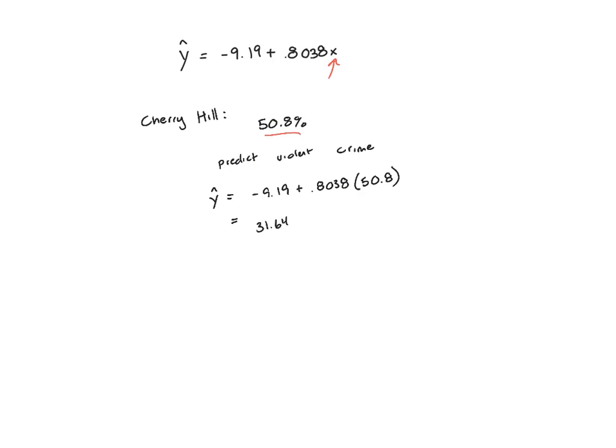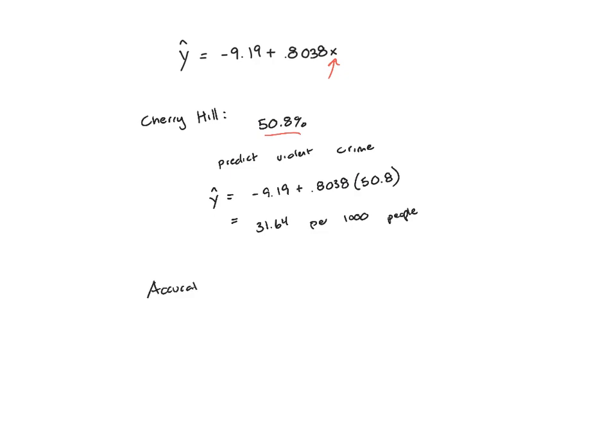We're just going to keep two decimal places for this example. And it's important to realize this is per 1,000 people, because that's how I set up my regression line. So we're predicting that Cherry Hill actually had a violent crime rate of about 31.64 violent crimes per 1,000 people, which is pretty high. Our question then is, were we accurate or not? And to answer that, we need to look at what actually happened.